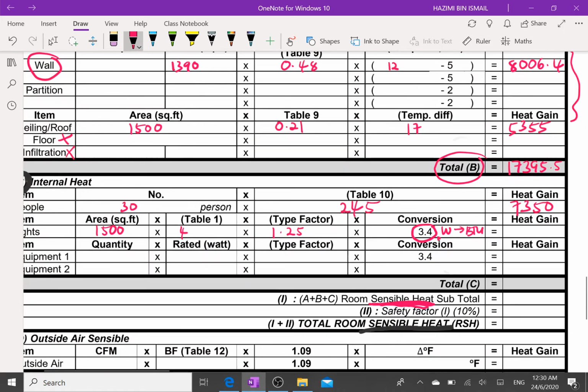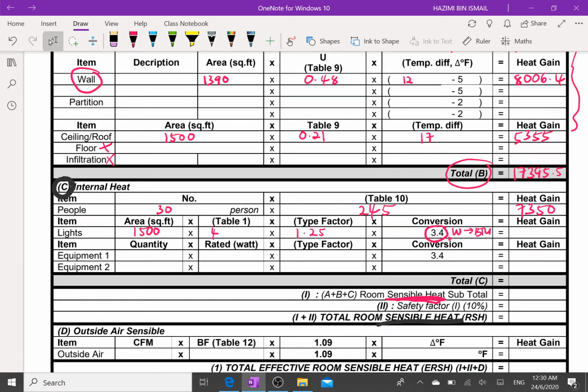Let's calculate it. 1500 times 4 watts per square foot, times the 1.25 type factor because it is fluorescent, and times 3.4. You will get 25,500. Wow, it's a lot of value there. So let's go to the next step.